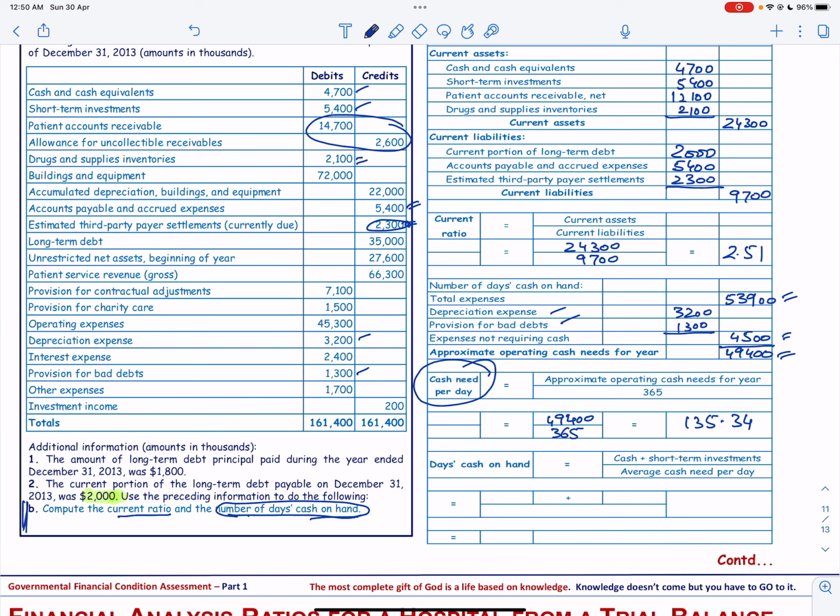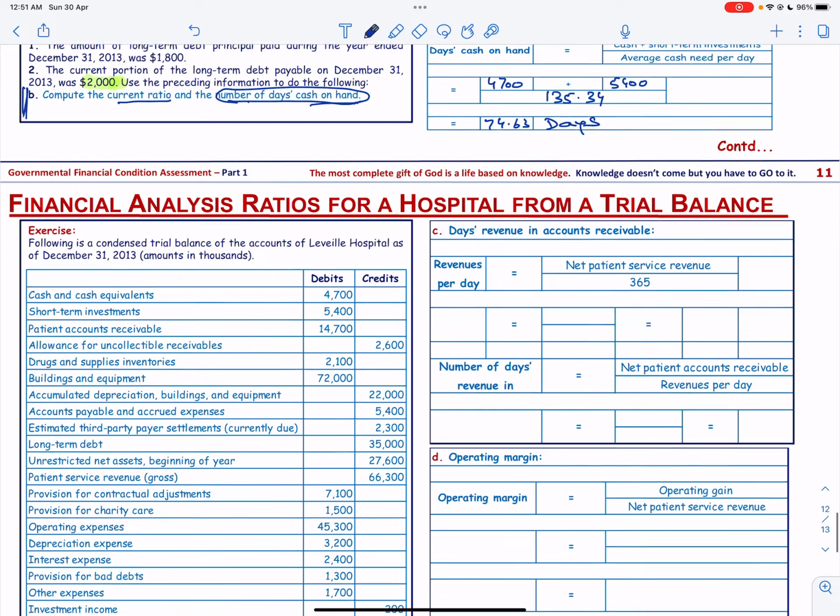So we have cash, and cash is 4,700 and short-term investments. So 4,700 plus 5,400 divided by average cash need per day, that is 135.34. So this is equal to 74.63, and these are the days cash on hand. So we have solved now part B of this exercise, and we go to part C now.